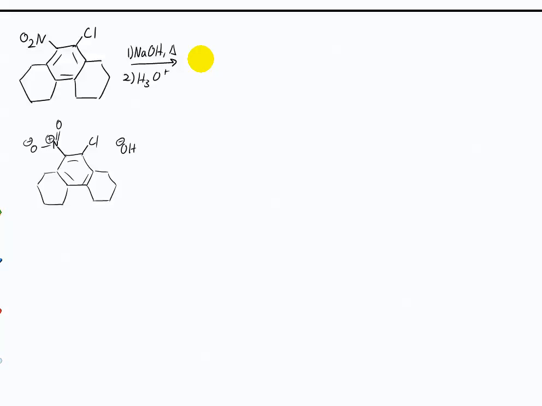So let's look at this. First step, as before, we're going to check those considerations first. Do we have a strong withdrawing group on the ring? Yeah, we've got the nitro group. Do we have a leaving group? Yeah, we've got chloride. And are they in an ortho or para arrangement? They are.